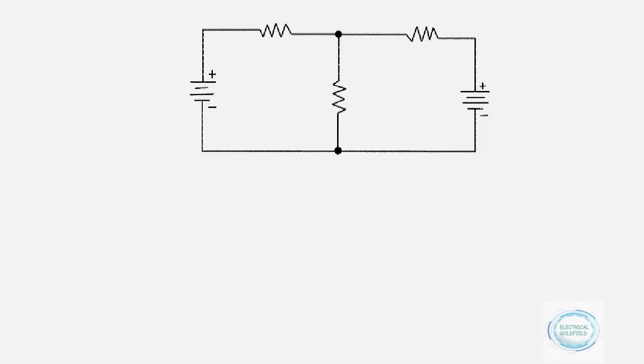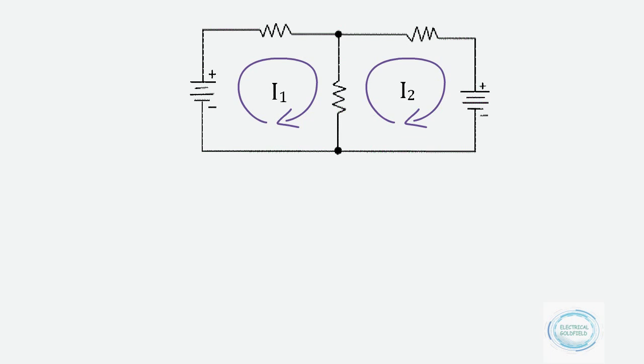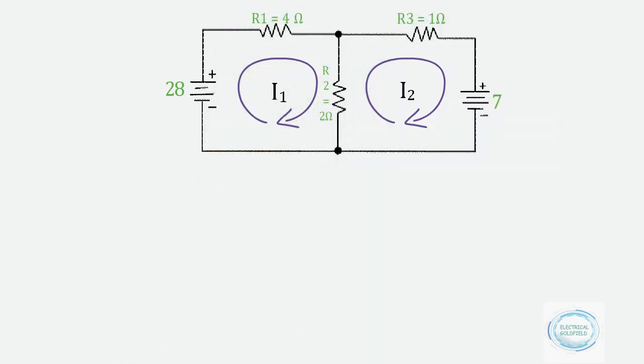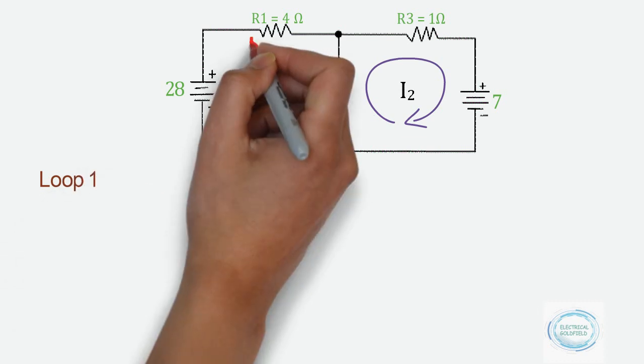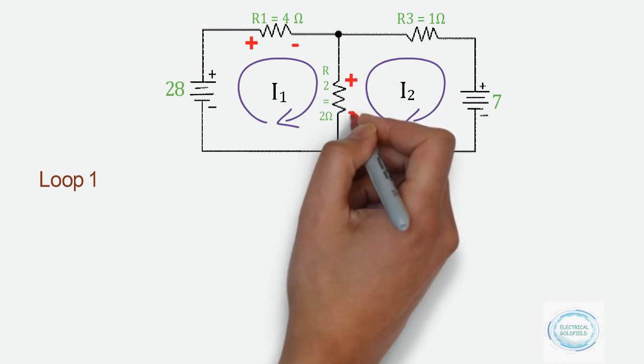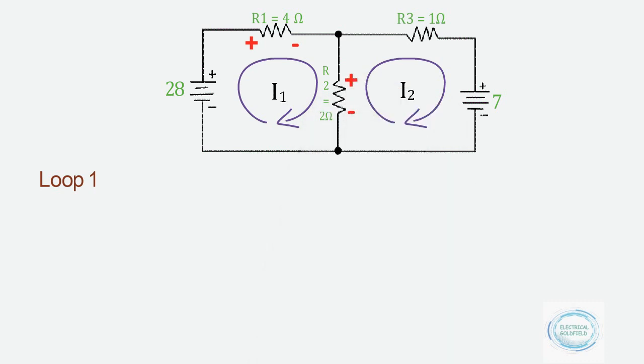So here in this circuit diagram there are two closed loops, loop 1 and loop 2. Let's assume currents I1 and I2 are flowing in the two loops respectively. Two voltage sources of 28 volt and 7 volt are connected with it, and three different valued resistors are also connected. For loop 1, as per the direction of the current in the loop, we can mark the potential difference near R1 and R2, and the equation can be written as mentioned.